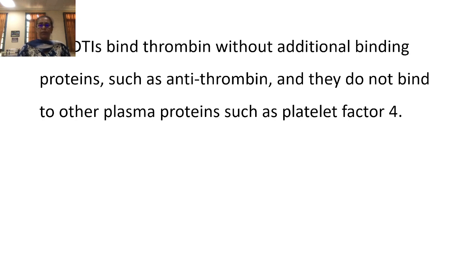They do not bind to other plasma proteins like the platelet factors, whereas heparin was binding with them and as a result produced thrombocytopenia. So that is the reason we give direct thrombin inhibitors, because they don't need antithrombin and they don't bind with other plasma proteins like platelet factor 4. That is why they are given if patients develop thrombocytopenia with heparin.